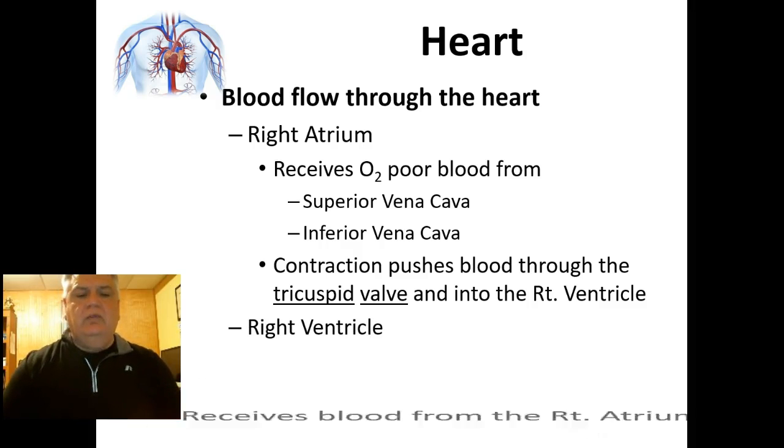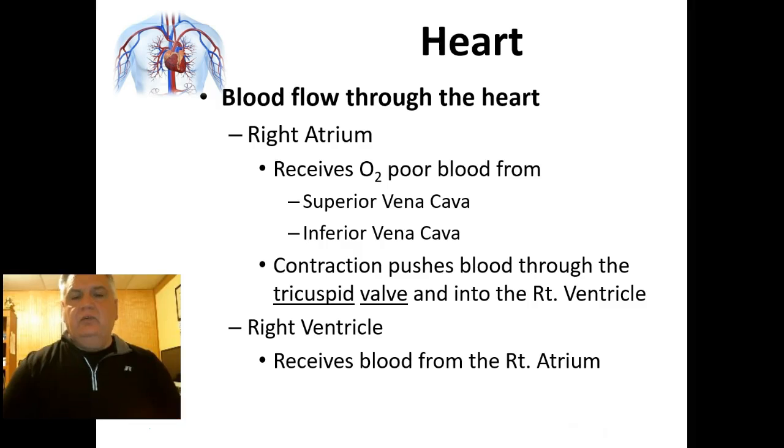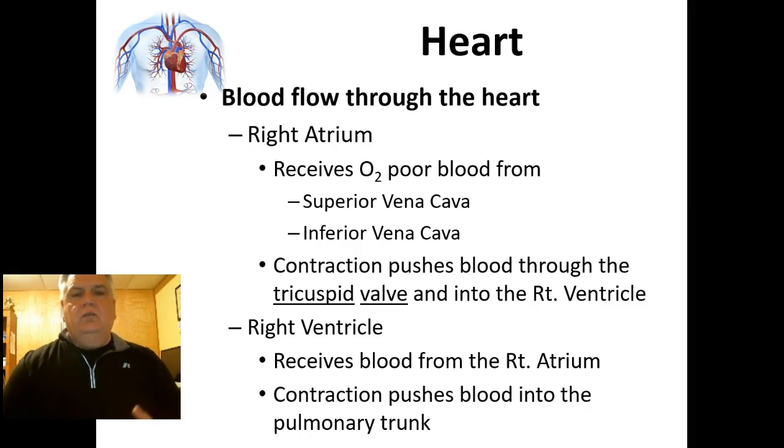So we pick up now with the right ventricle. It's going to receive the blood, as we noted, from the right atrium. Once the right ventricle fills, it will contract. Its contraction is going to squeeze or push the blood up. Remember, it's going to hit the tricuspid valve. The tricuspid valve is going to close, and that's going to divert the blood into the major blood vessel coming out of the right ventricle, which is the pulmonary trunk.